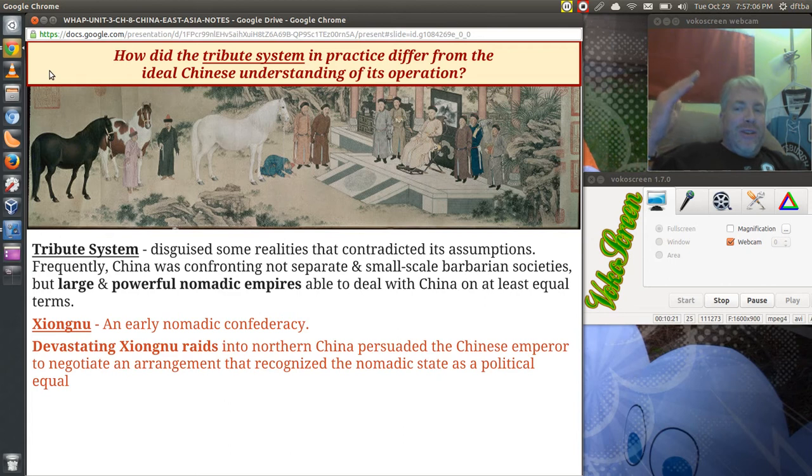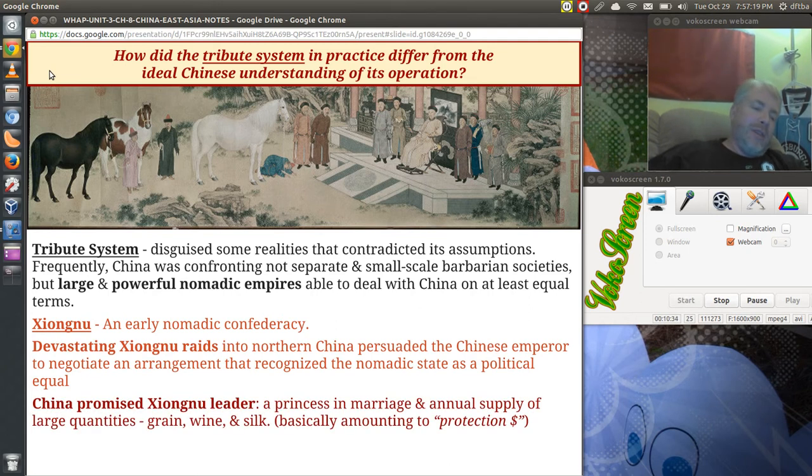So they're going to have some political discussions with these nomads and have a little bit of a tribute system occur. Typically, this is all one-sided towards China. They're the receivers of gifts. But China promised the Xiongnu leader a princess in marriage, annual supply of large quantities of grain and wine and silk, and basically amounting to protection money or paying them off like a bribe.